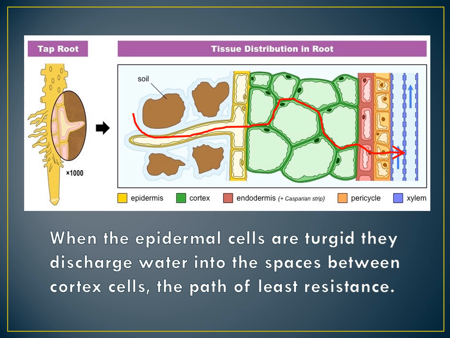So the epidermal cells, the root hairs, are absorbing water. They're becoming turgid. Turgid simply means that their vacuoles are filled with water, and that water squeezes out into the intercellular spaces between cortex cells. That represents the path of least resistance. If you look at the diagram, you see that the path of water through a root is indicated by the red line.